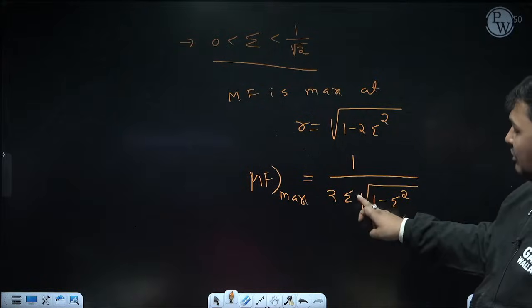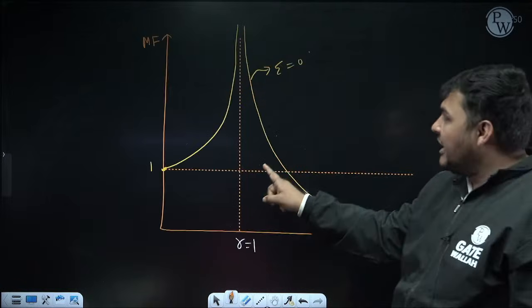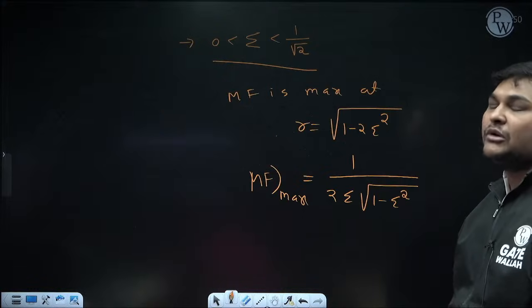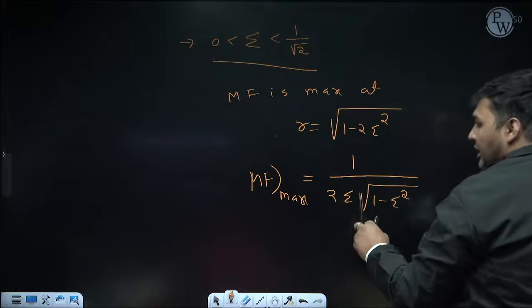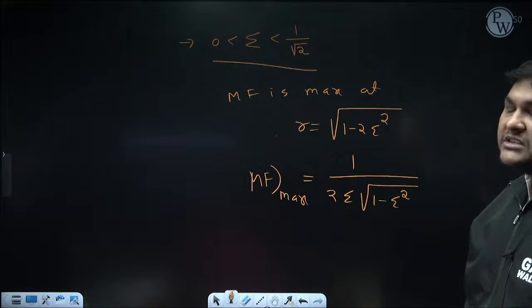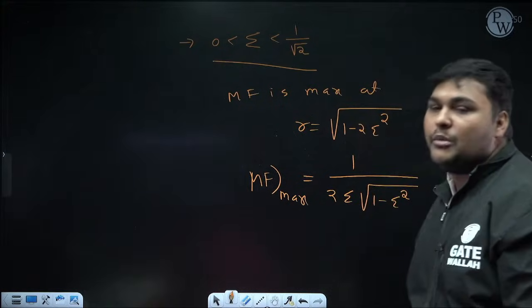If you put zeta equal to 0 here, you'll get 1 minus 0 under the root, that is, infinite. And we already know for zeta equal to 0, the maximum value of MF is infinite. But what if the exam asks the maximum value of MF for zeta equal to 0.1? 0.1 is in this range. So put zeta equal to 0.1 here, and you'll get the maximum value of MF. If the exam asks for zeta equal to 0.2, put it here, and you will get the maximum value of MF for that zeta.